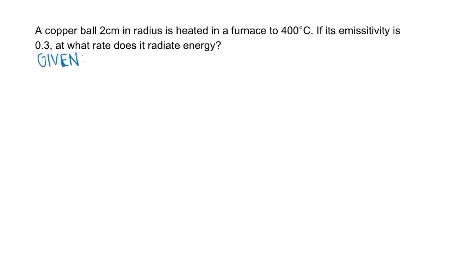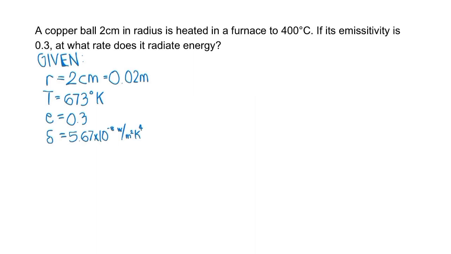Start by listing down the givens. The radius of 2 centimeters. Convert it, it would become 0.02 meters. A temperature of 400 degrees Celsius, it must be in Kelvin, so we would add 273, which makes 673 degrees Kelvin. Emissivity of 0.3. Stefan-Boltzmann constant of 5.67 times 10 raised to negative 8. Now, what we're looking for is the rate of radiation.